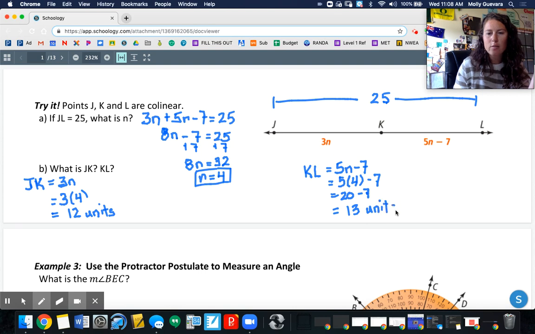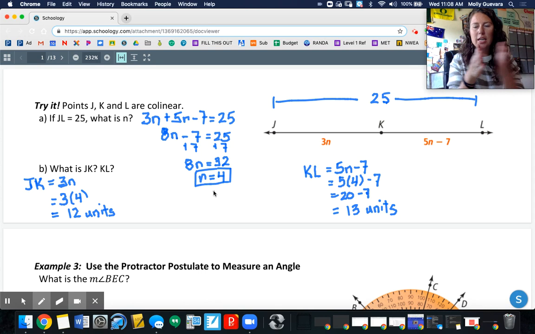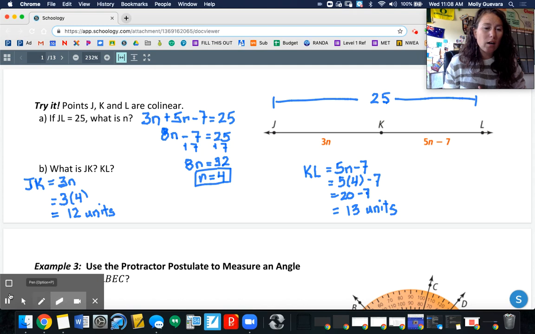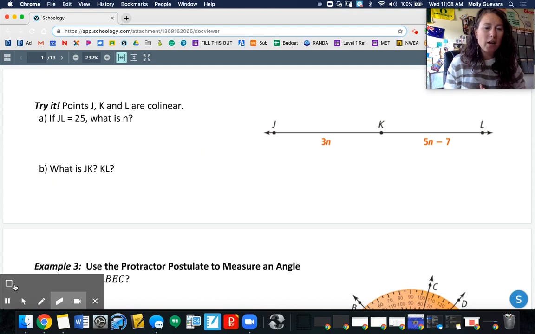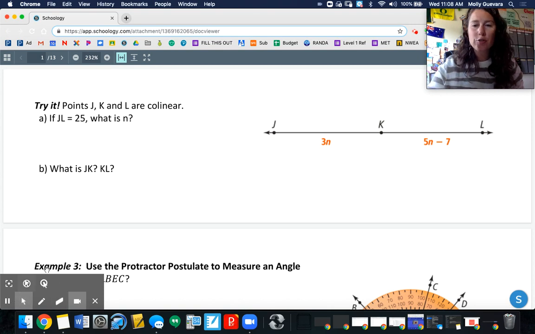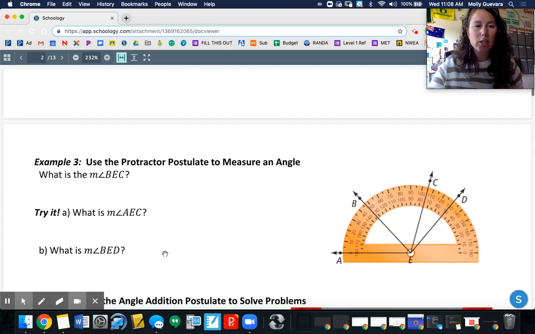So then you can say, well, how can I check my work? How can I make sure that this is right? Well, I know that one is 12 and one is 13, and I know that the total should be 25. So is 12 plus 13 25? Yes, it is. So I know I did it right. If I got two numbers that didn't add to 25 in this case, then something would be wrong. Okay, so hopefully that makes sense. Again, if not, make sure you're reaching out to me or to your teacher to get some extra help if you need it.